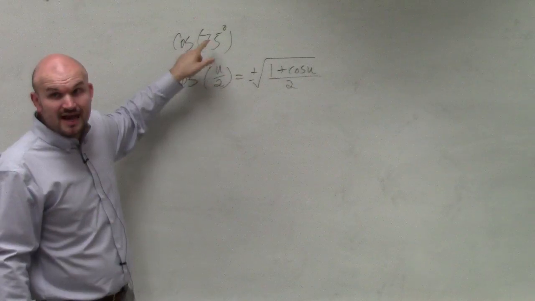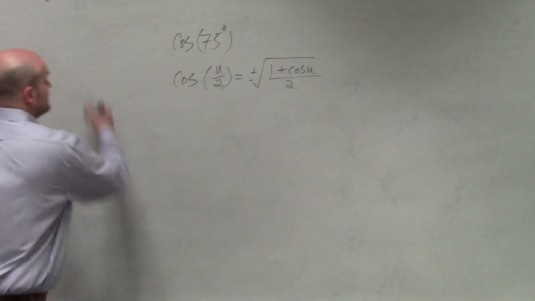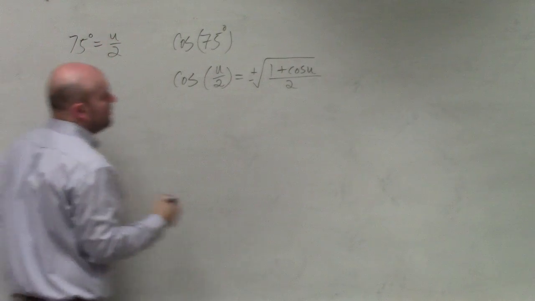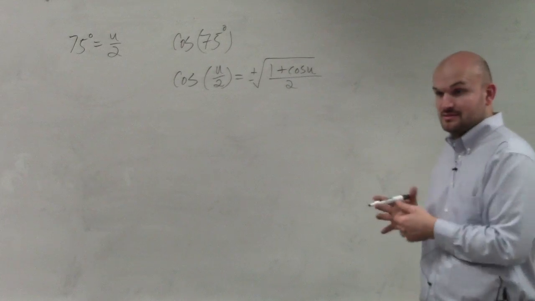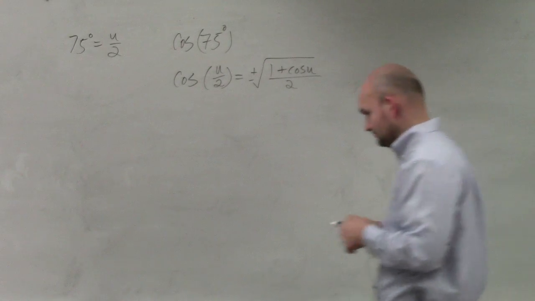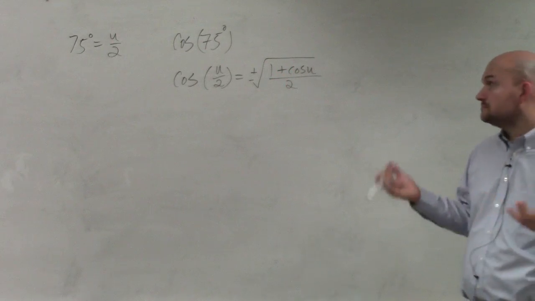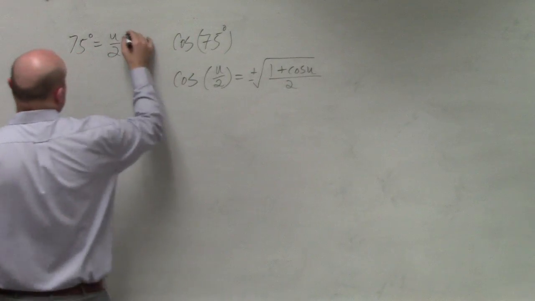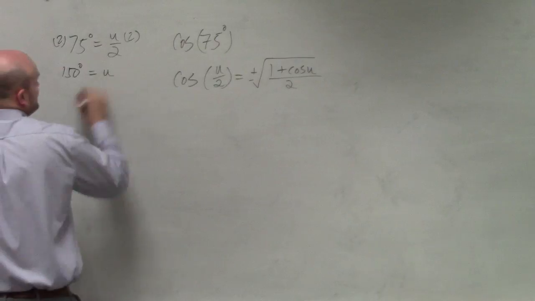So if we're going to use the half angle formula, we're saying 75 degrees is equal to u halves. So if 75 degrees is equal to u halves, then what is u going to be? That's what we need to figure out. What exactly is u going to be? Would it be double 75? Right, which is 150. Yep. 150 degrees is equal to u.